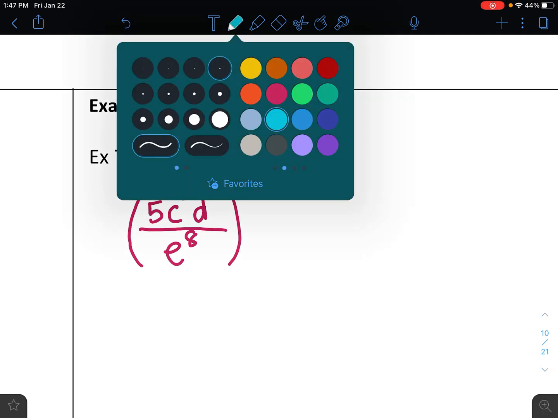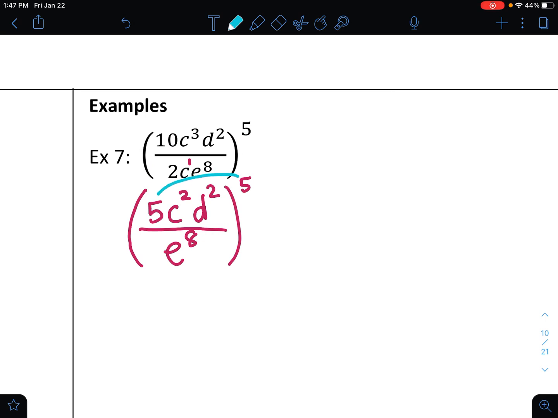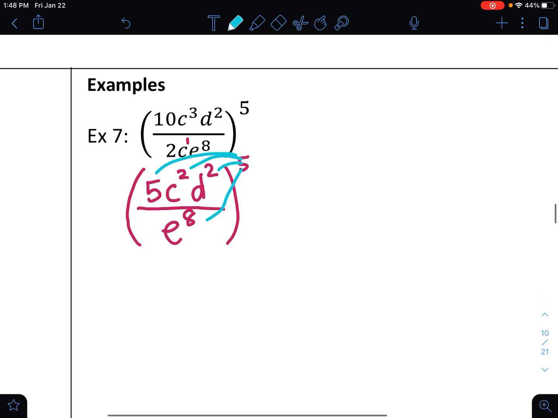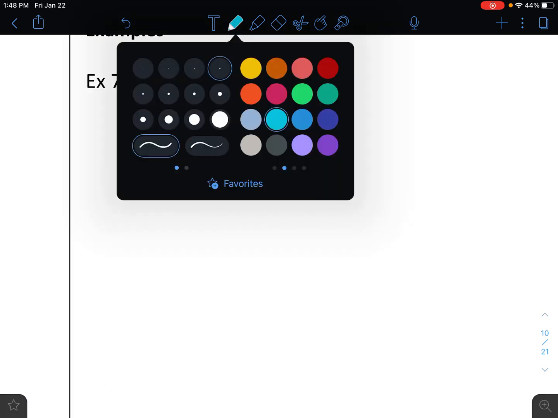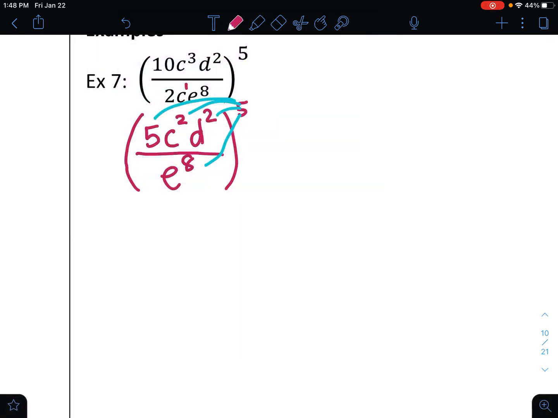Now let's get the outside 5 to all components. I need to take 5 to the 5th, raise up C, raise up D, raise up E. All right, 5 to the 5th. I'm going to grab my calculator. 5 raised to the 5th is 3,125.